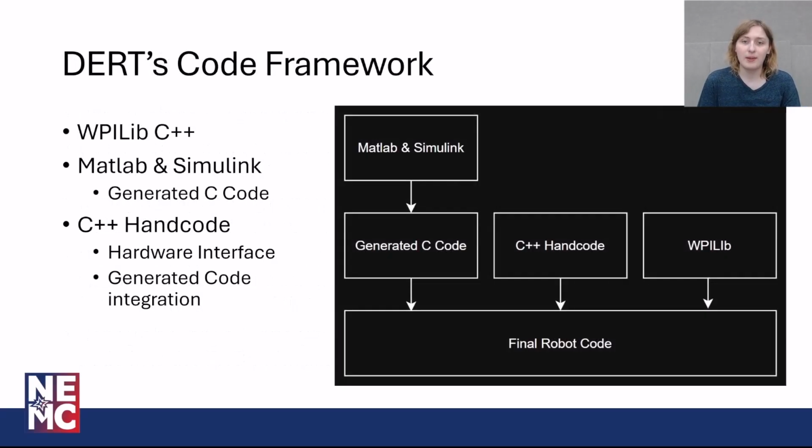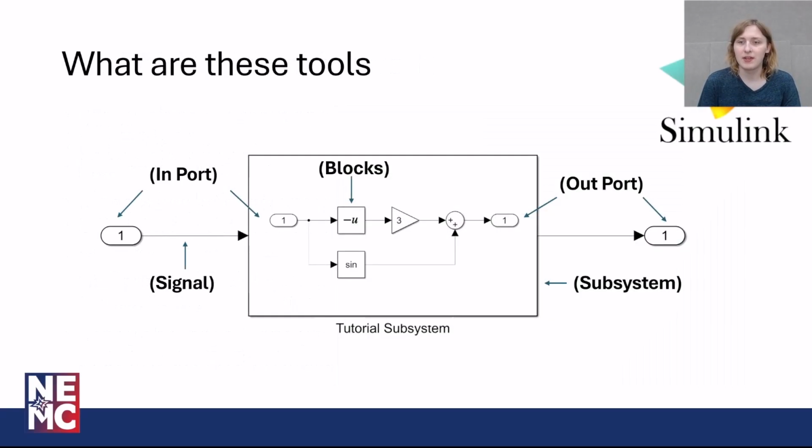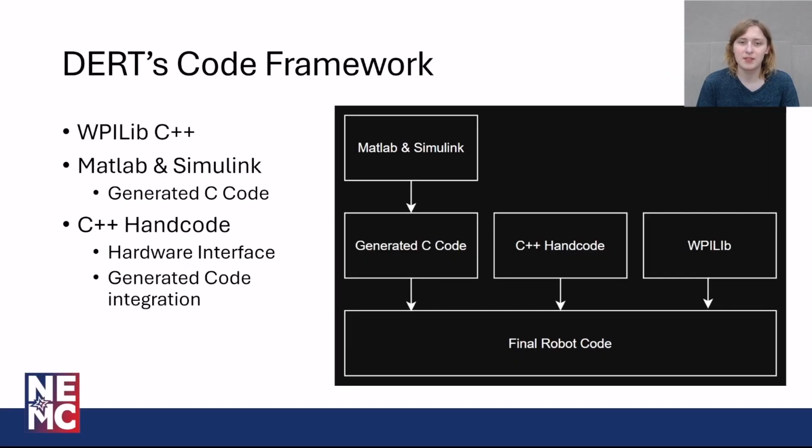The framework I ended up with after some revision was this, and we'll go deeper into some of these sections. But at a high level, remember that the block code in MATLAB and Simulink generates C code, and the hand code is the C++ code written with WPILib that interfaces with the generated code. All that makes the final robot code here.